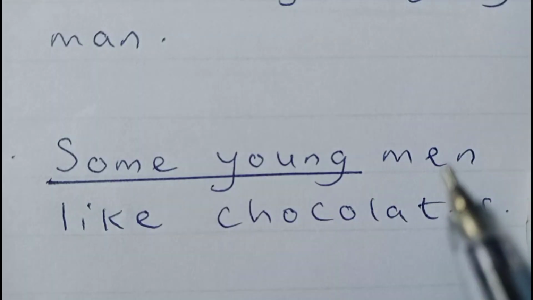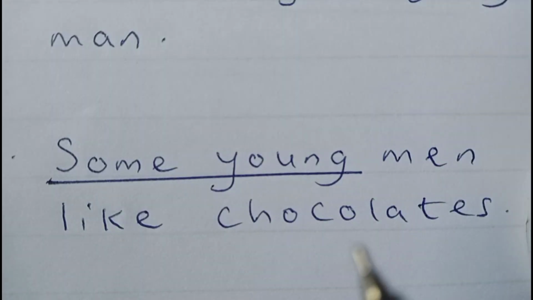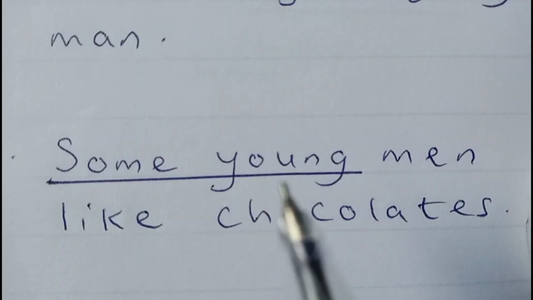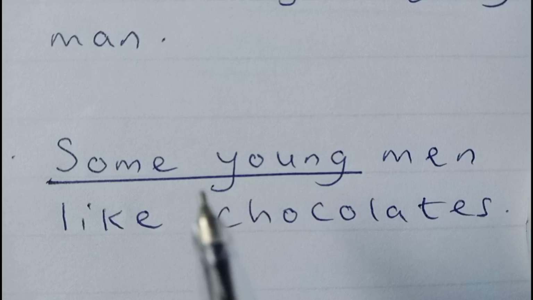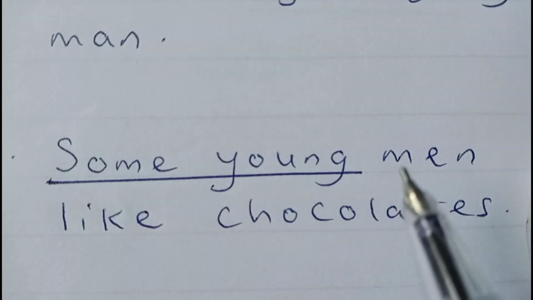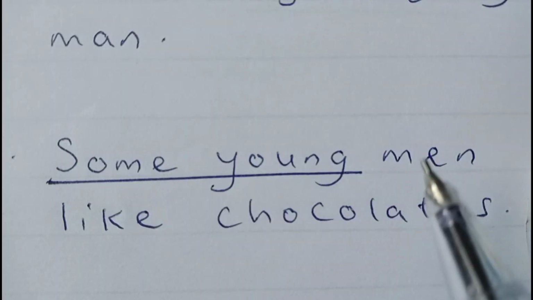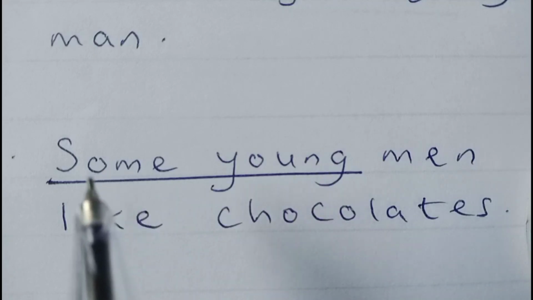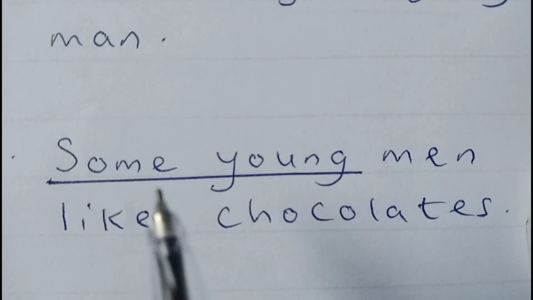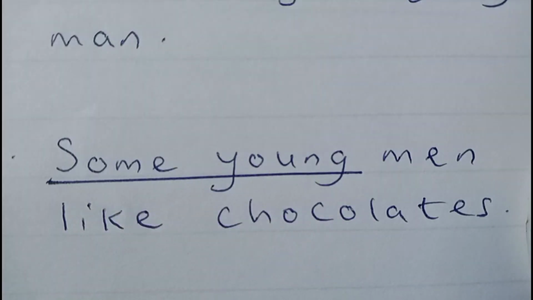You could just say men like chocolates. Okay? But what kind of men? Okay? So we have some young men. So this some young is telling you more about the men. It's telling you the category of the men. And so this is also an adjectival phrase.